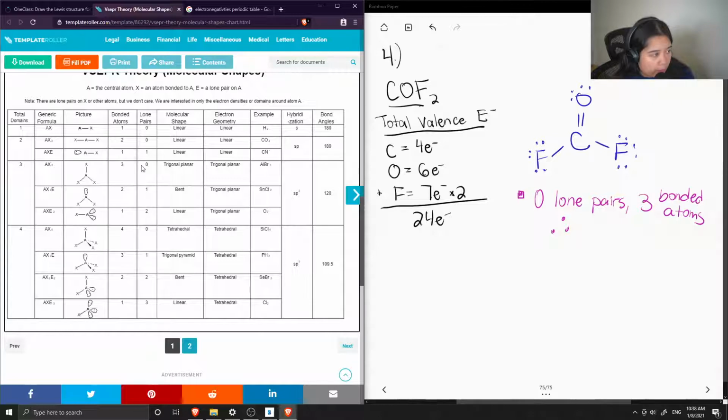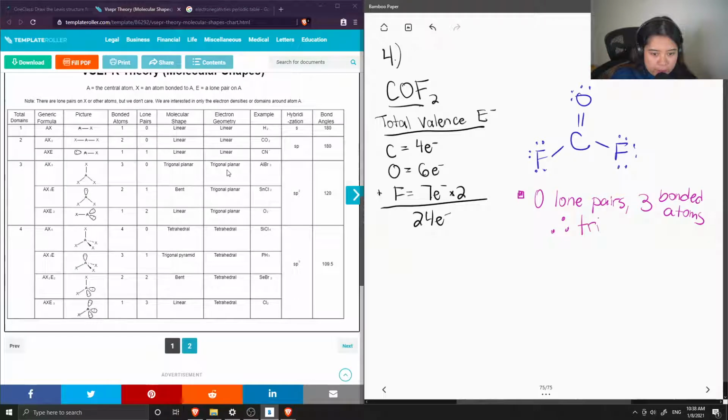So when we have 0 lone pairs and 3 bonded atoms, we have both a trigonal planar molecular shape and a trigonal planar electron geometry. So therefore, trigonal planar for both.